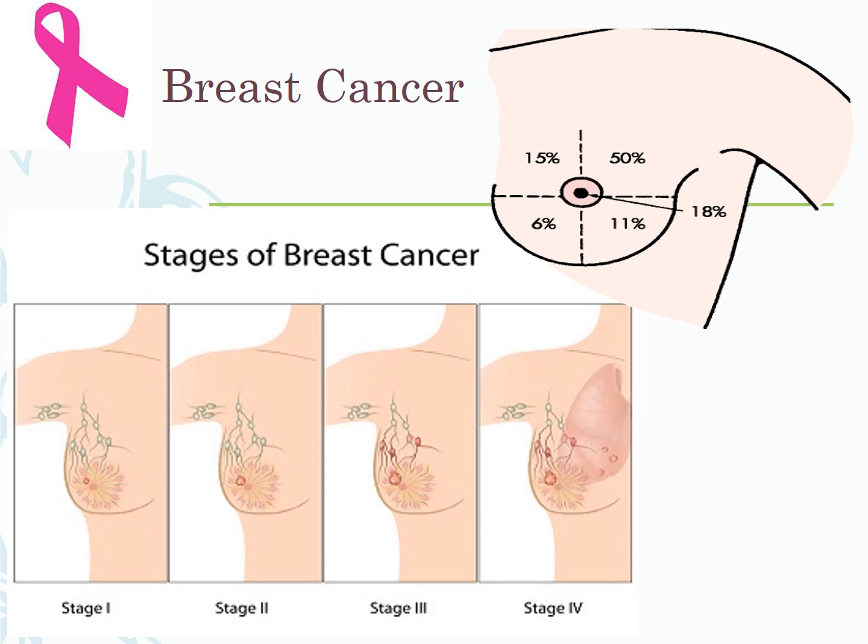Stage 1, then you're looking at a less than 2 centimeter growth, and there's no nodes involved. Stage 2, greater than 5 centimeters and no nodes, or 5 centimeters and the spread to the nodes. Stage 3, any size, and then it spread to the nodes or surrounding tissues. And stage 4, usually metastasized to the lungs, liver, bones, or the brain.